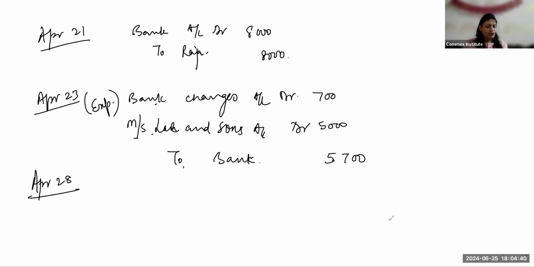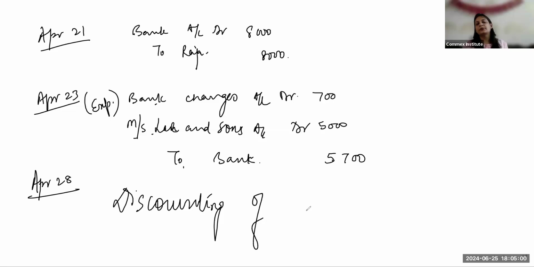A check of 4,000 due after 1 month, discounted from bank for 3,800. Now, this is again a new banking concept which you have to understand, and that is the discounting of a check. What do you mean by discounting of a check? Put the heading: discounting of a check.